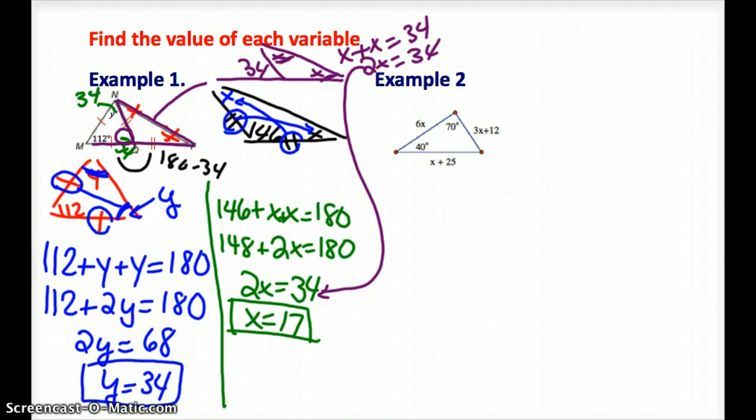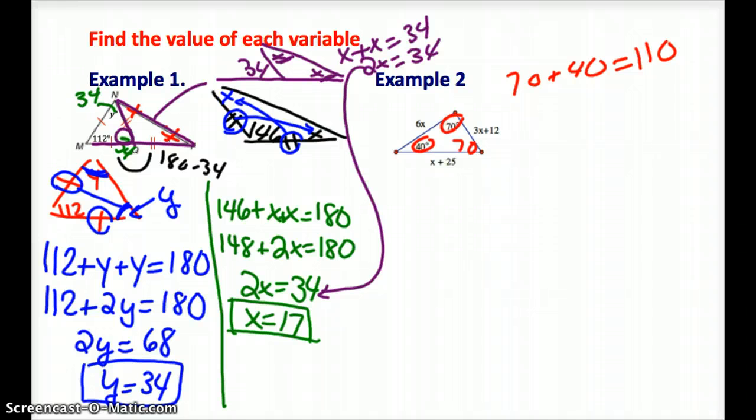Let's take a look at example number 2. All right, this time I'm given all three sides and I'm given two angles. I need to find the value of x, so my expressions are on my sides. I need to set two of these equal to each other. Which two am I going to set equal? Well, I know one is 40 and I know one is 70, so 70 and 40 gives me 110, so that makes this angle 70 as well. 180 minus 110 is 70.